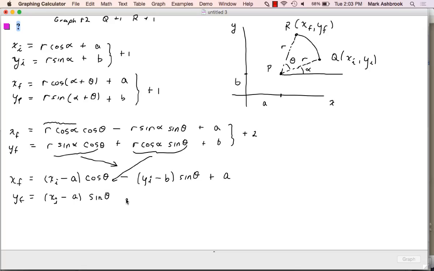And then plus, what do I got? r sine alpha, yi minus b, times... Yeah, that's right. And then that plus b. Okay. Where are we at? So this is now plus 2. So we're at 2, 4, 6 plus 2.